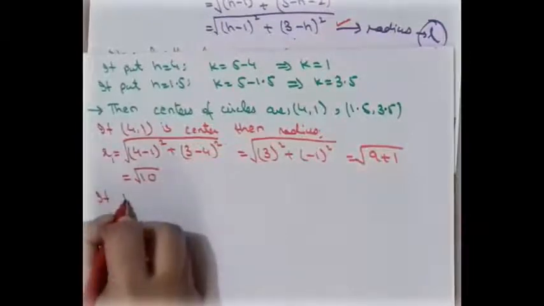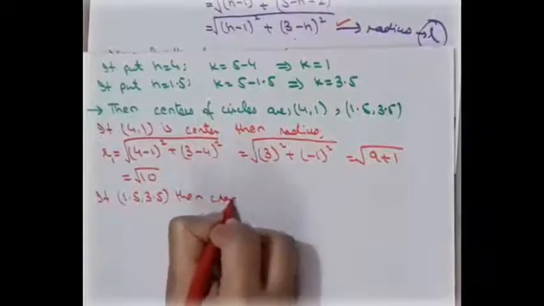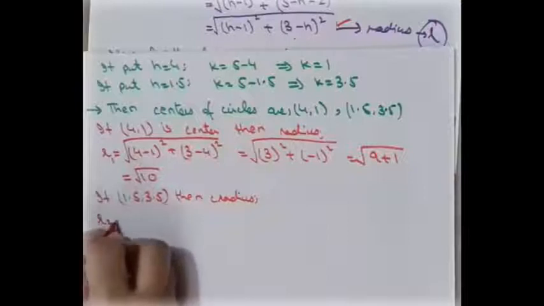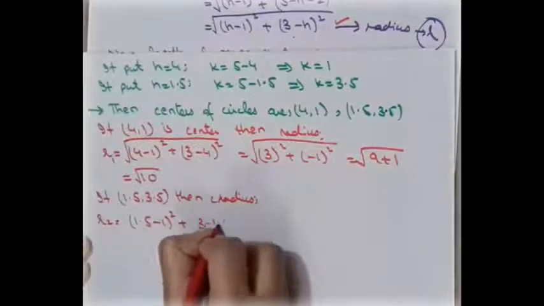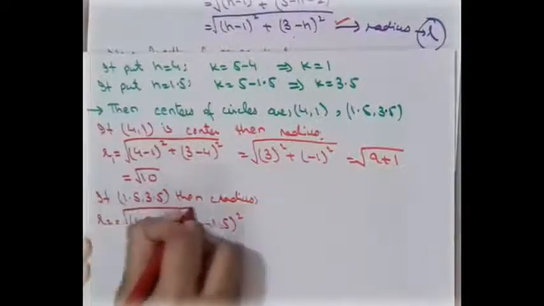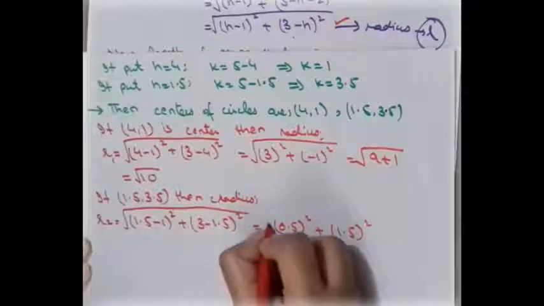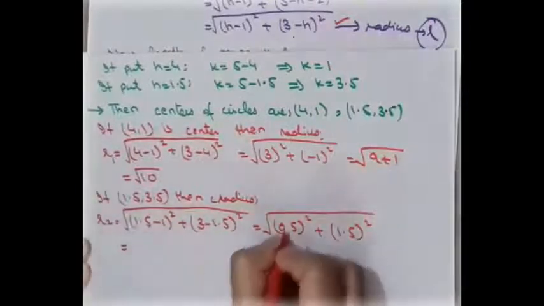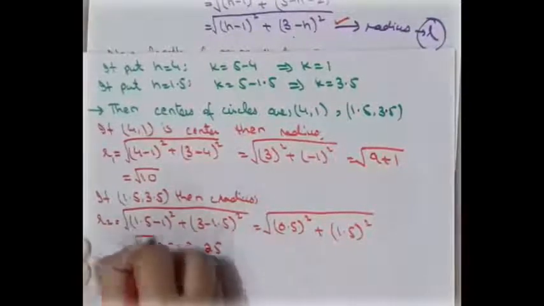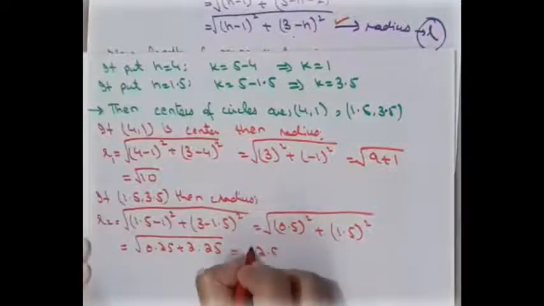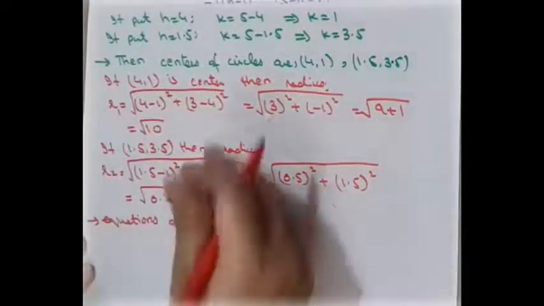And if we have a center which is 1.5 and 3.5, then the radius, which we call r2, is the square root of (1.5 minus 1) squared plus (3 minus 1.5) squared, that is the square root of 0.5 squared plus 1.5 squared. Then taking the squares, it will be the square root of 0.25 plus 2.25, and it will be the square root of 2.5. We have found the centers and radius for the equations of the circles.